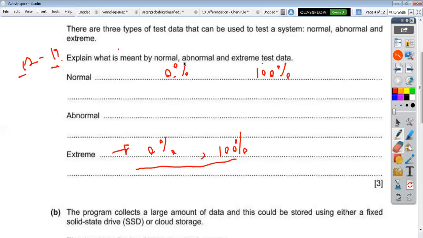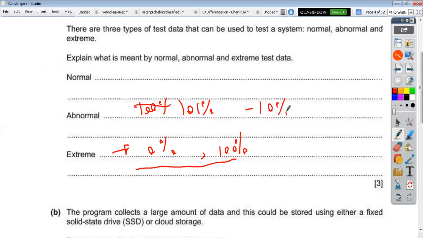Abnormal data: you can't get 110% or 101%. If it's percentage here, an example is 101, that's impossible to get, or a minus 10%. The smallest you can get is 0. That's abnormal. It's not in the range. That's how easy that is.